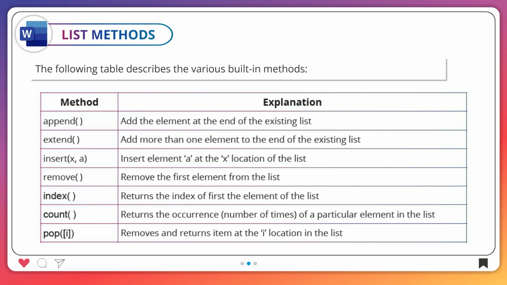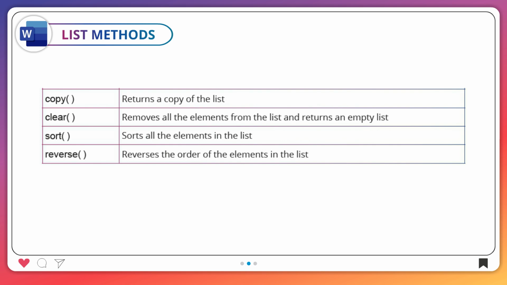Count: returns the occurrence, the number of times, of a particular element in the list. Pop(), square bracket, first: removes and returns the item at the first location in the list. Copy: returns a copy of the list. Clear: removes all the elements from the list and returns an empty list.